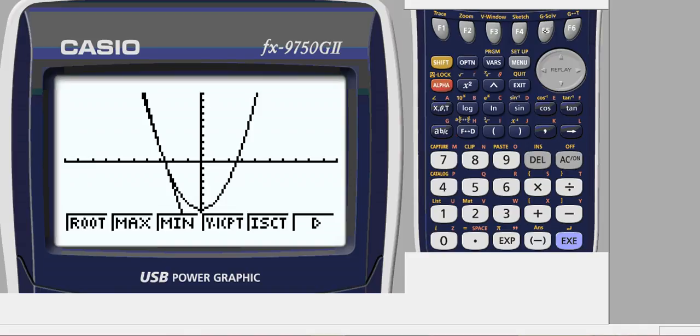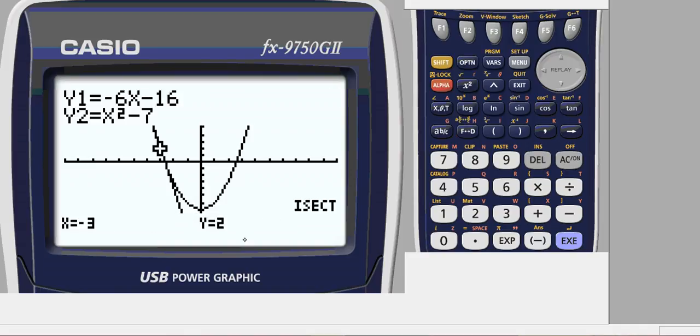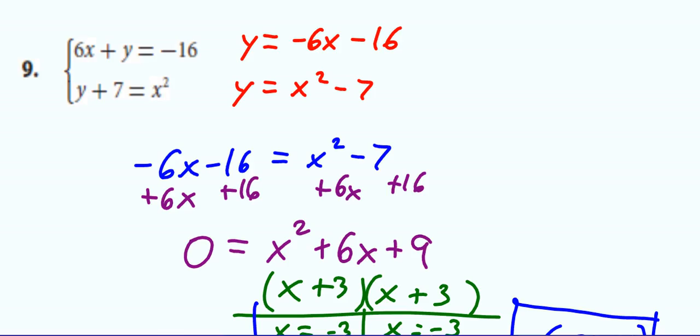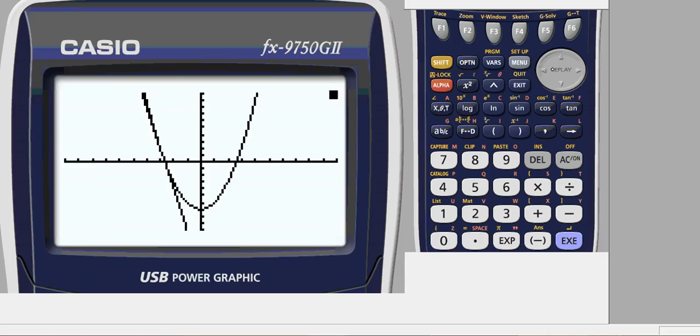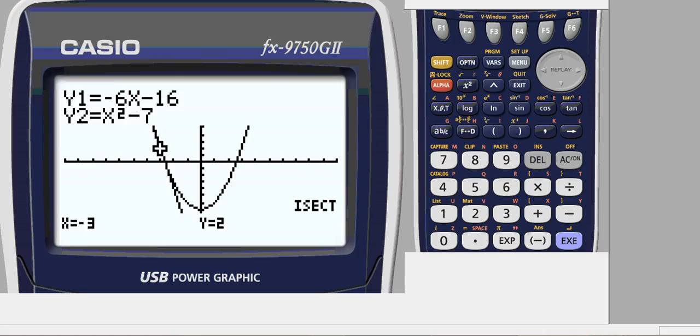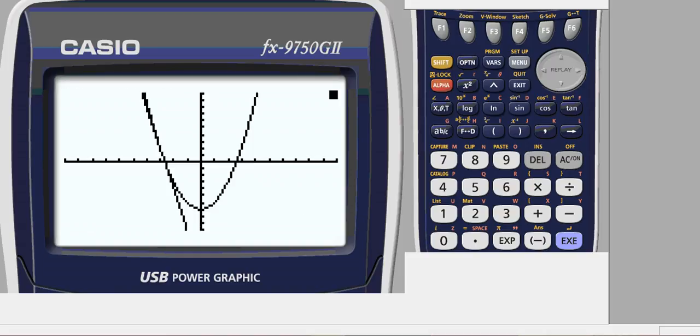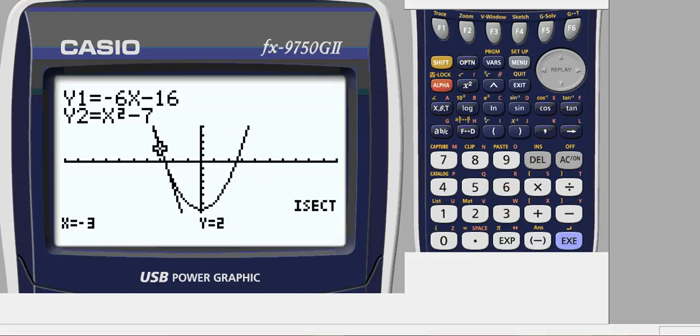And when we go to G-solve intersect, we get negative 3, 2, which is good because that's what we wrote here in the box to put our answer around. And if we push left or right to try to get the other one, we see nothing. Nothing changes because there's only one answer. So what's happening here is we have the parabola and the line just kind of touches it but never passes through it, so it never gets another answer.